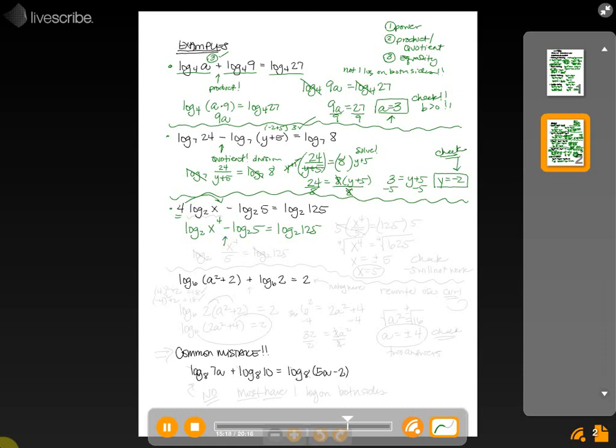Minus sign, quotient property, which means we're going to make a fraction. Log base 2 of x to the 4th over 5 equals log base 2 of 125. Now both sides have one log, they have the same base, so they cancel each other out. So x to the 4th over 5 equals 125.